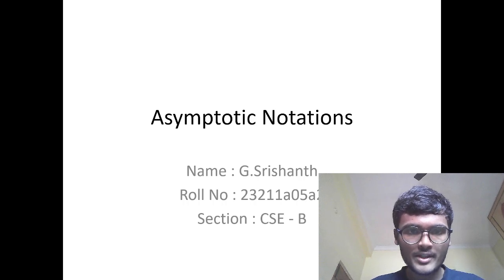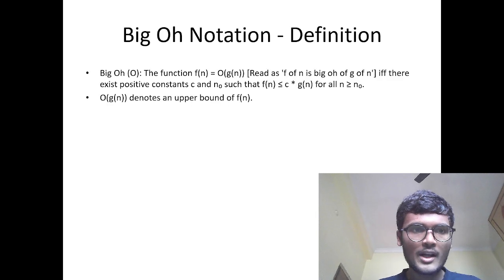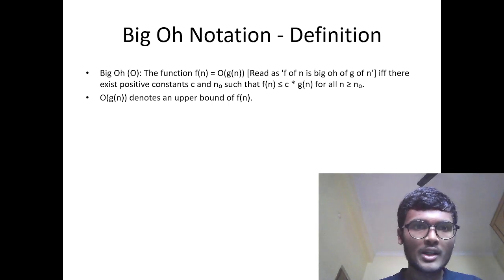Roll number 23211A0582 from CSCB section. Today, we are going to discuss asymptotic notations. Asymptotic notations are of three types. The first one is big O notation, the second one is omega notation, and the third one is theta notation. Now, the first one is the big O notation.